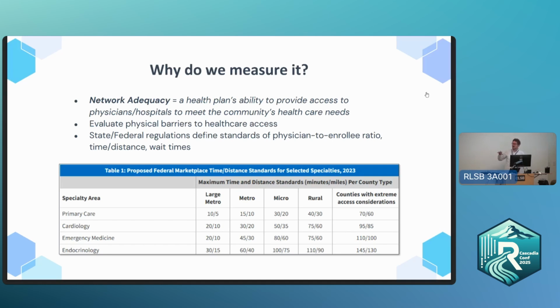But network adequacy is basically a health plan's ability to provide access to providers or hospitals to meet the community's healthcare needs. Do we have the right doctors, the right hospitals in the right places to serve the needs of the community that we're trying to serve? And so to evaluate that adequacy, we need to understand the network as it exists and where the patients or the members are.